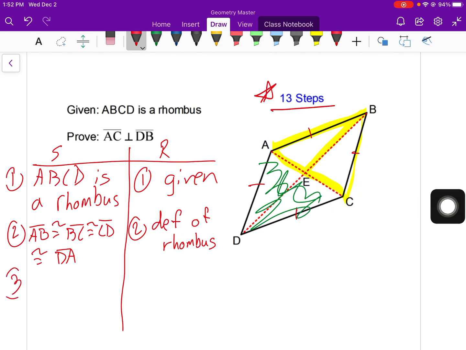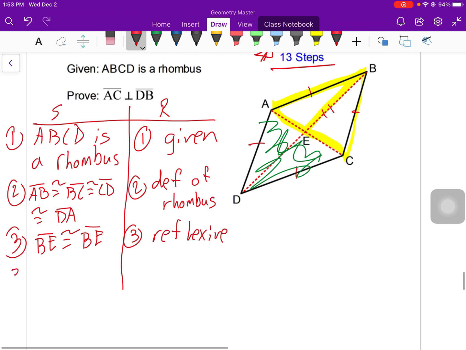All right. So step 3, my goal is to try to prove those 2 triangles are congruent. Well, I've got a couple things I can do. First off, I could say that BE is congruent to BE by the reflexive property. That one's pretty easy.